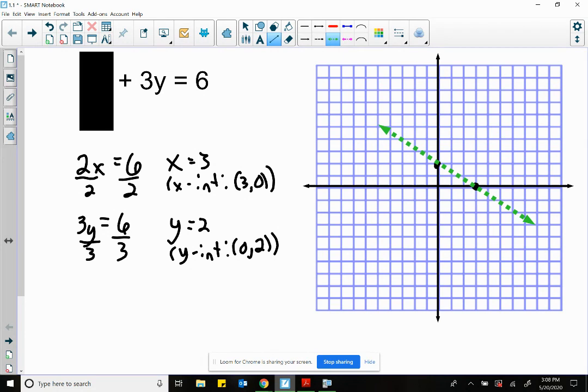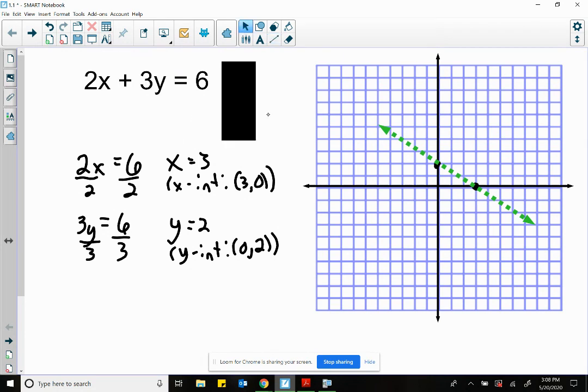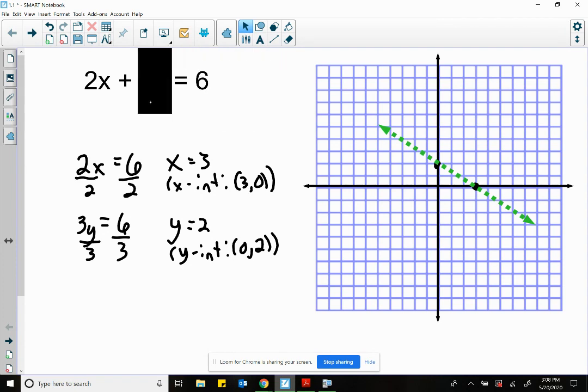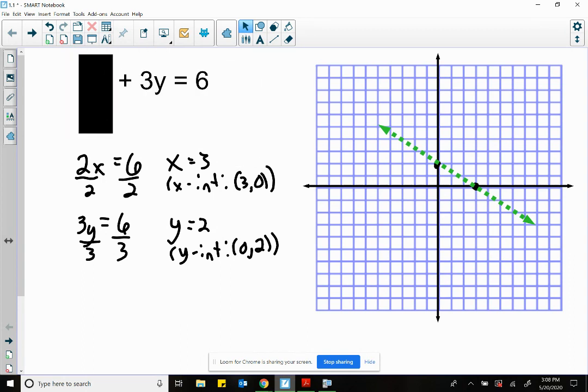If you have standard form, I do what is called the cover up. So when I want to solve for the x-intercept, cover up the y. When I want to solve for the y-intercept, cover up the x. Okay? And solve and plot your 2 points.